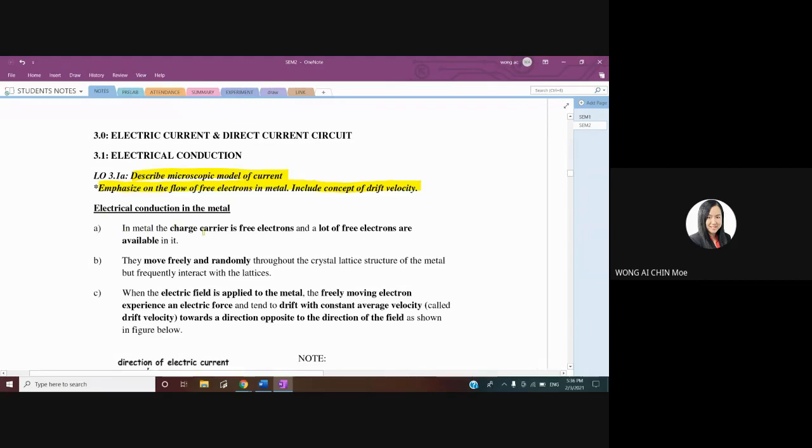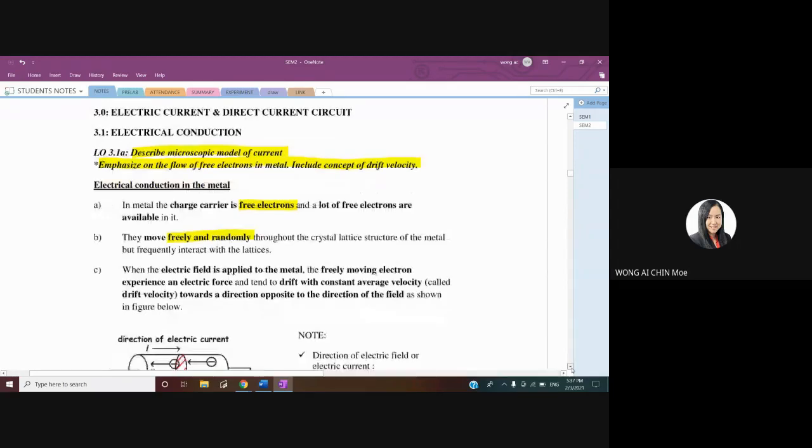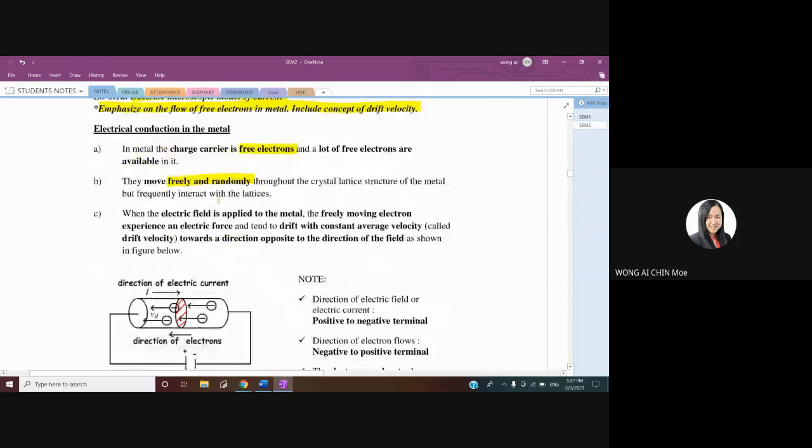In the metal, the charge carrier is actually the free electron. Free electrons are the charge carriers, and a lot of free electrons are available in it. They move freely and also randomly, meaning they move anywhere they like, bergerak secara rawak, throughout the crystal lattice structure of the metal, but frequently interact with the lattice.